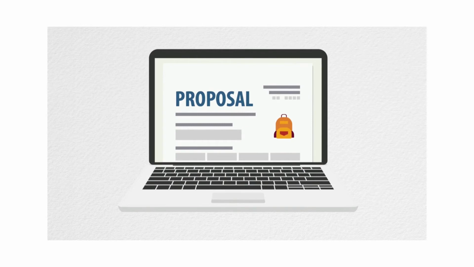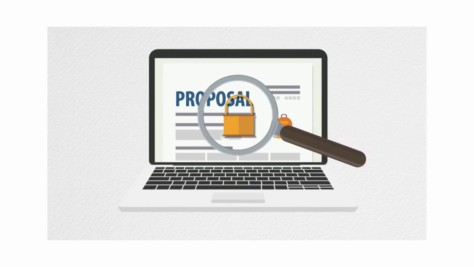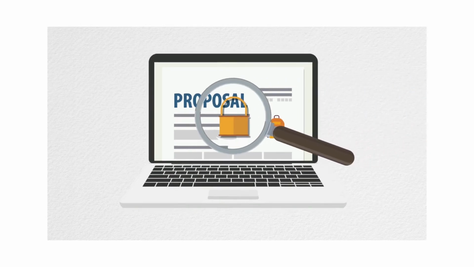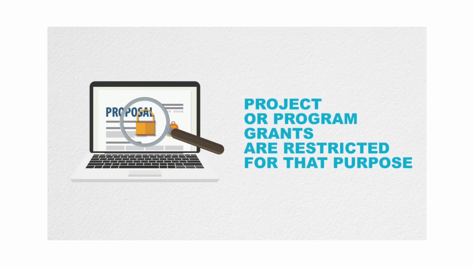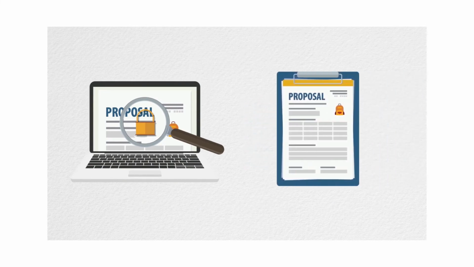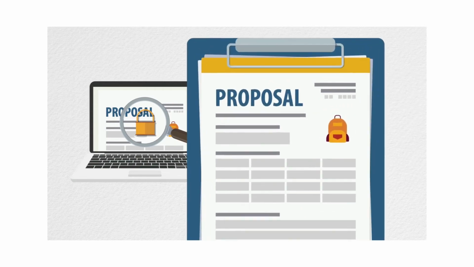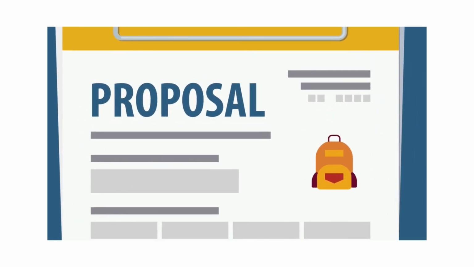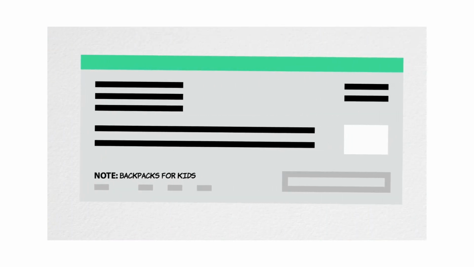When researching and applying for grants, consider any challenges that potential restrictions could present to your organization. Project or program grants are restricted for that purpose, so be aware of what you're asking for in your proposal. If you're asking specifically for donations for your Backpacks for Kids campaign, you may be putting restrictions on the funding. That's because anyone responding to the appeal thinks their donation is going to Backpacks for Kids, so that money is now restricted for that purpose.